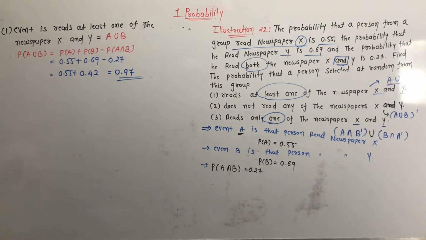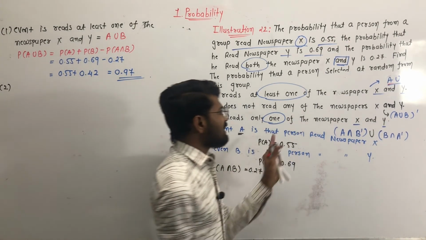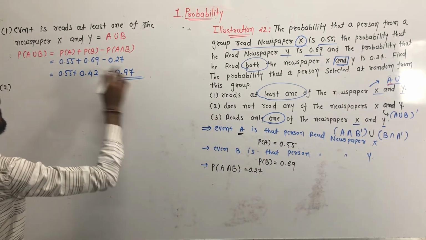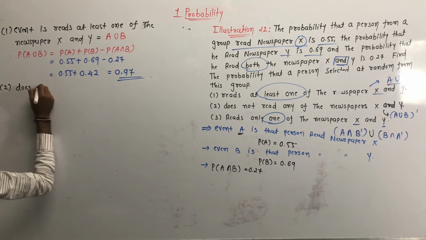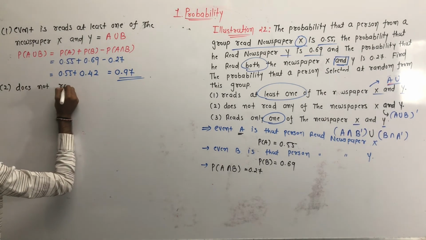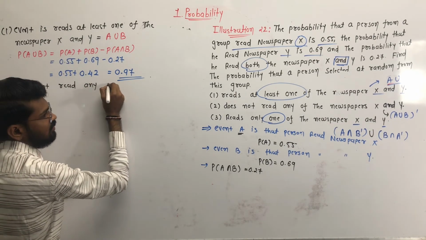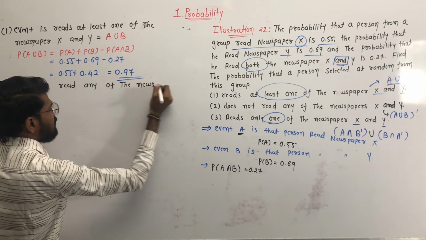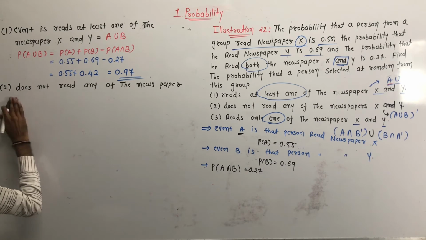Okay, now the second event is that the person does not read any of the newspapers X and Y. Yes, so this event is the complement of the event A. Does not read any of the newspaper X and Y.